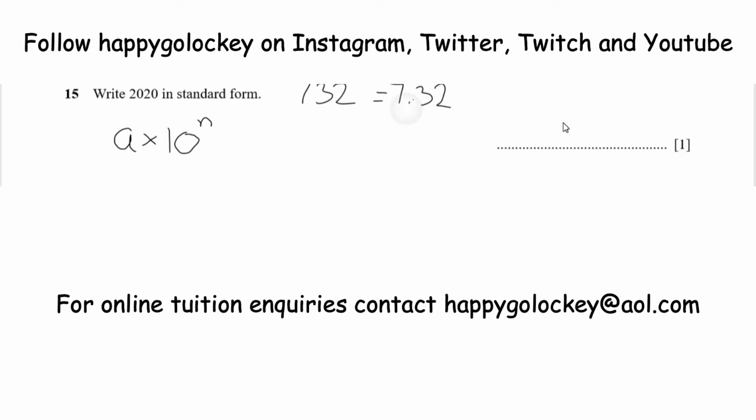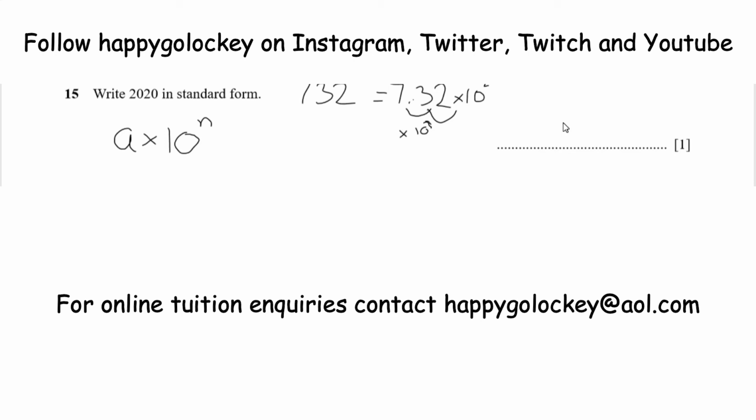So if we got 10 times bigger, it would be 73.2, and if we got 100 times bigger, we'd be there, 732. So we've moved 2 powers of 10. In other words, we've multiplied it by 100. So the last thing we need to write is 732 is 7.32 when you multiply it by 100. Okay, so that's just one example.